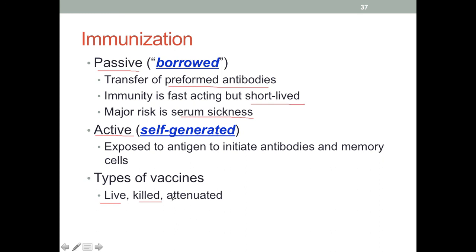Or we could use what is called an attenuated vaccination. This is where we use a portion of the pathogen so we can reduce the exposure of the pathogen to the point that it's strong enough to stimulate an immune response, but it is not strong enough to make people really sick.